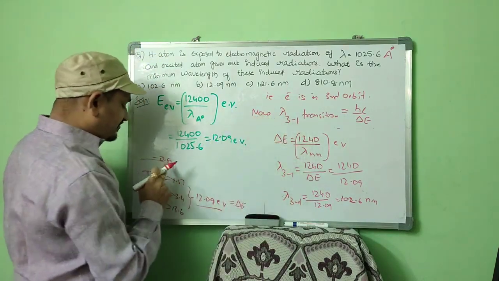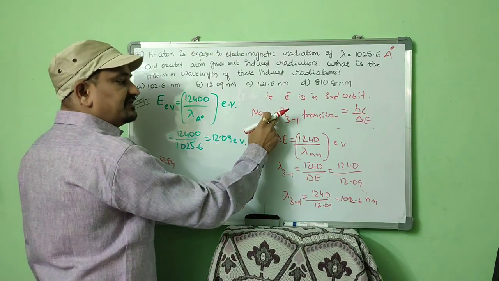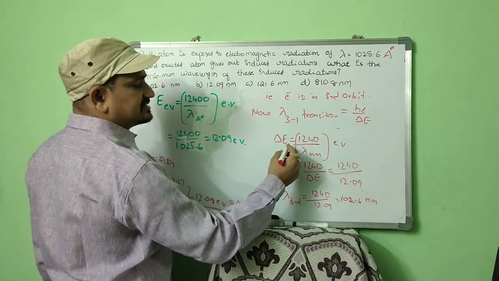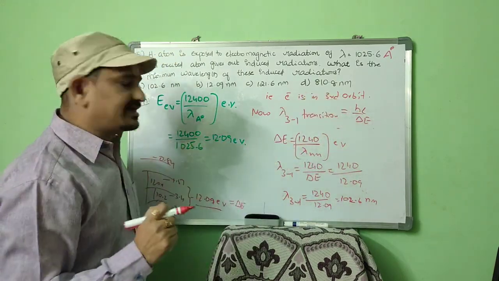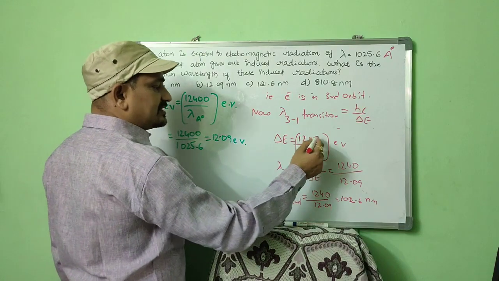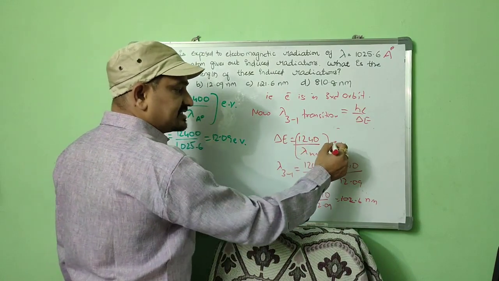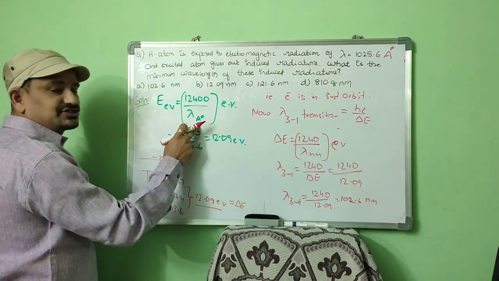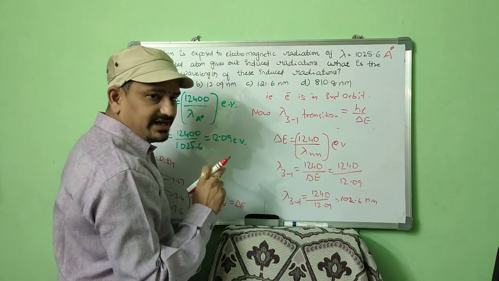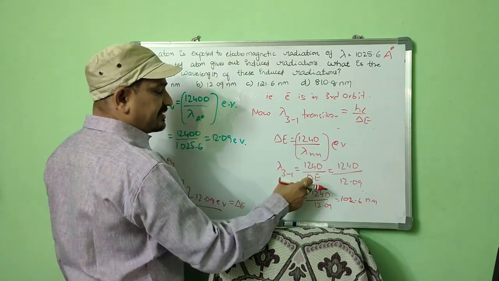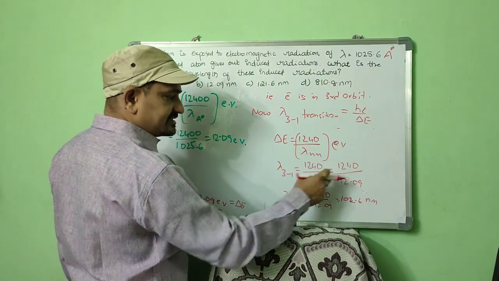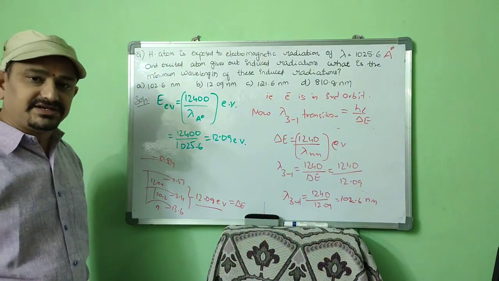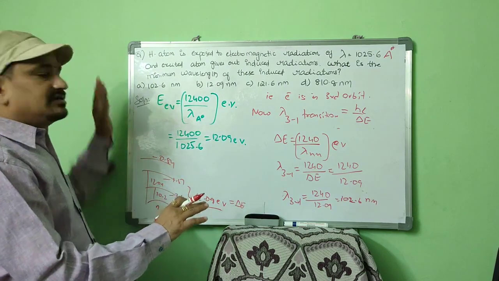Now when the electron jumps from 3 to 1, what is the wavelength of the corresponding radiation? Lambda for the 3 to 1 transition is hc by delta E, because delta E is equal to hc by lambda. So delta E equals 1240 by lambda in nanometers gives energy in electron volts. If it is 12,400, this is in angstroms. If it is 1240, this should be in nanometers. Now, reversing the expression, 1240 by delta E, we get lambda for the 3 to 1 transition as 102.6 nanometers, right? This is the solution for the given question.